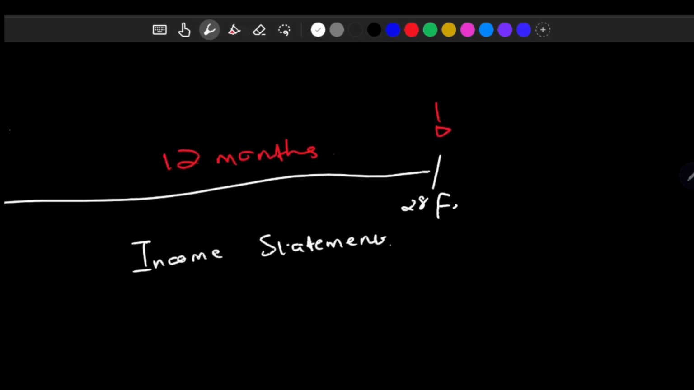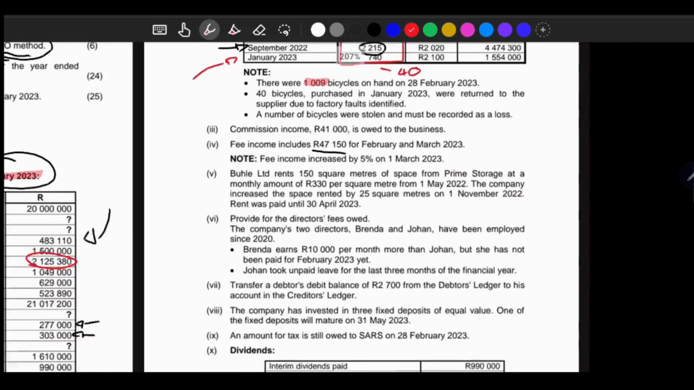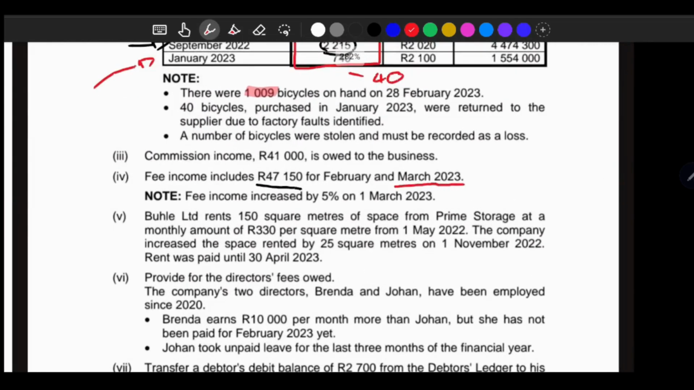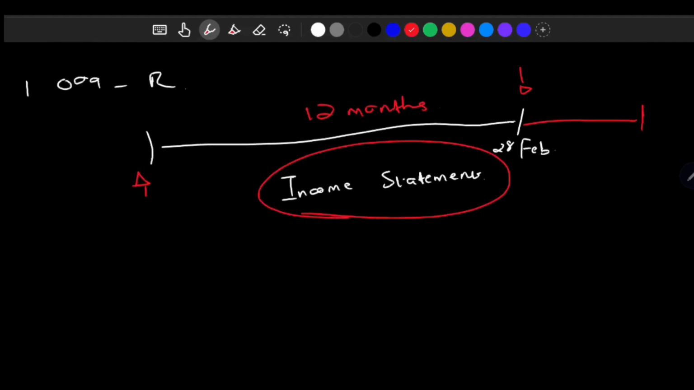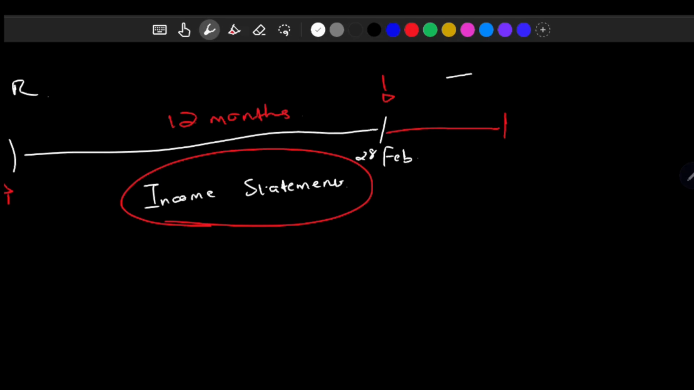28 Feb. But we were paid an extra fee up until March, right? For March 2023. For February 2023, that is totally fine. That works. We agree with it. But for March, that is not supposed to be in our financial year, right? This shouldn't be part of the income statement. For March, that will be part of the income statement for 2024, right? For 2024, the March amount will be part of that.